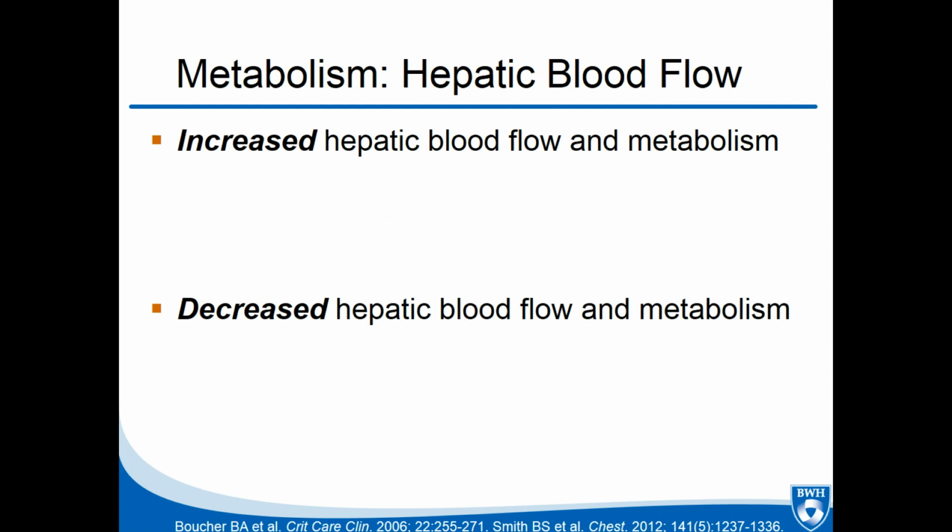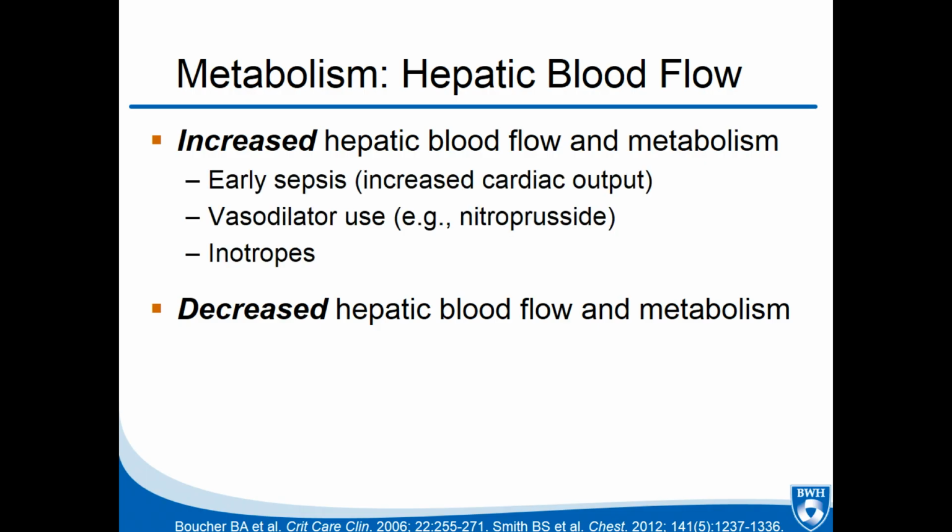So metabolism and hepatic blood flow: there are disease states that will increase hepatic blood flow and thus increase metabolism. That's the early stage of sepsis. As we're in a compensatory state with increased cardiac output, our hepatic blood flow is going to increase, and so early metabolism is going to increase. And so again, we might need to consider increased medication use in the early stages of sepsis. Vasodilator use and inotropes may also increase our hepatic blood flow.